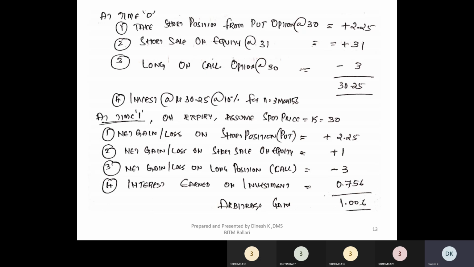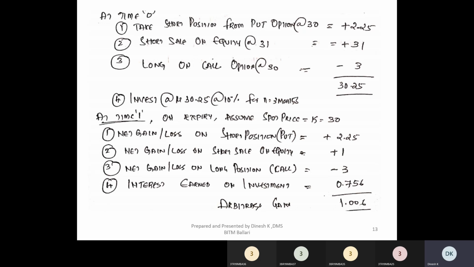Now, when you simplify all these things, what is the total cash flow? 2.25 is a positive cash flow, 1 rupee is a positive cash flow, minus 3 is a negative cash flow, plus 0.756 is a positive cash flow. When you simplify all this, you get 1.006 rupees per unit or per stock. But you all know that derivatives are traded in contracts with a lot size of 1,500. So that makes it very attractive for an arbitrage.